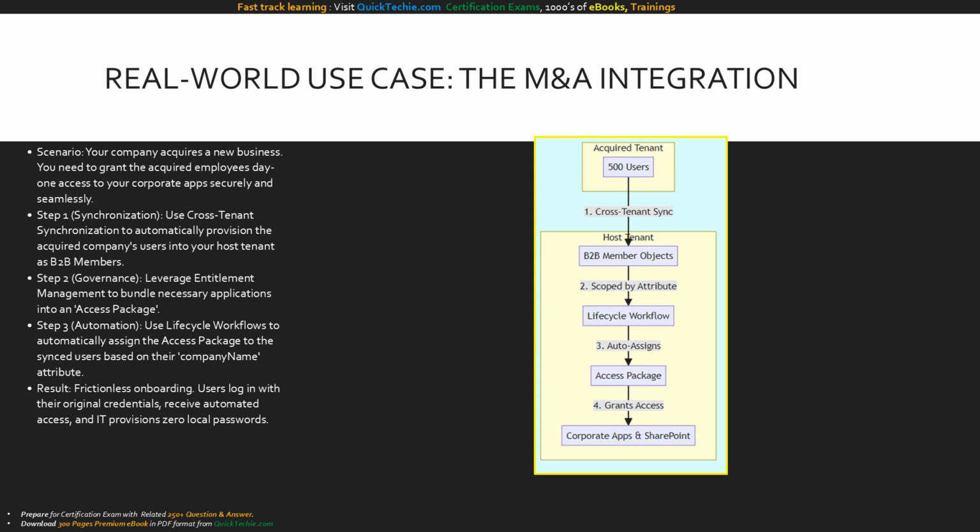We set their user type to member so they feel like internal employees, but they authenticate using their existing startup credentials. Step 2. Governance. We use entitlement management to bundle all the required corporate apps into a single access package. Step 3. Automation. We build a lifecycle workflow scoped to users where the attribute company name equals the startup. The workflow automatically assigns the access package to them.